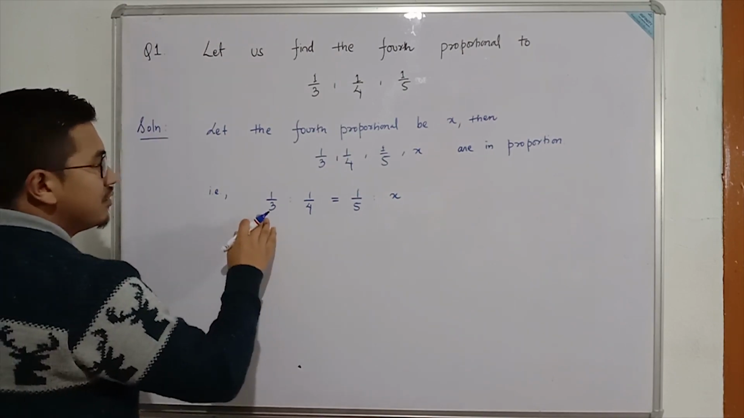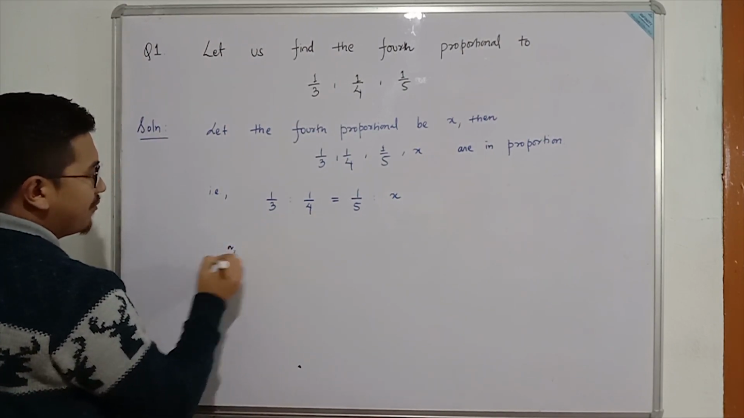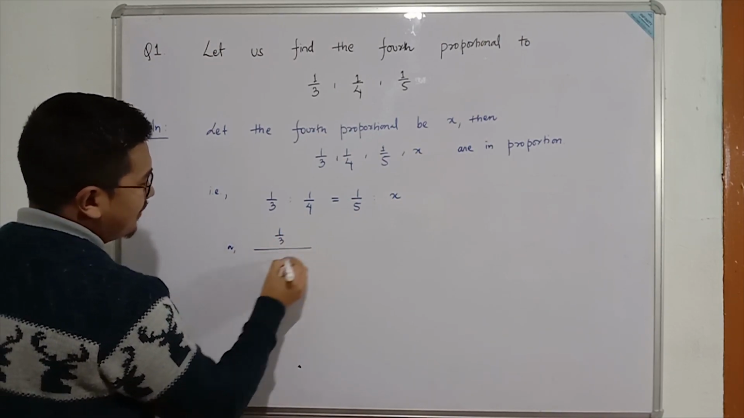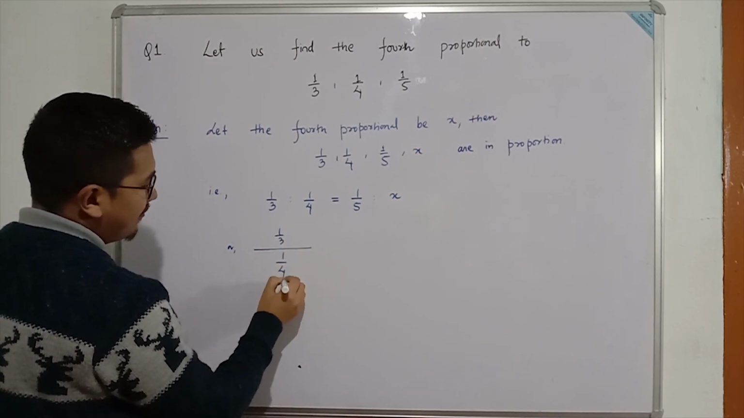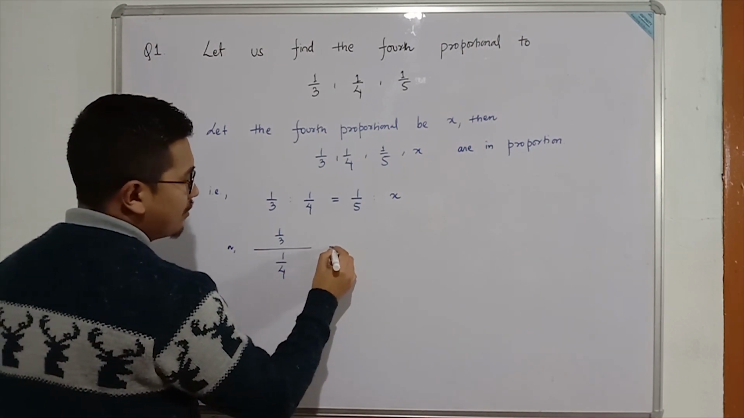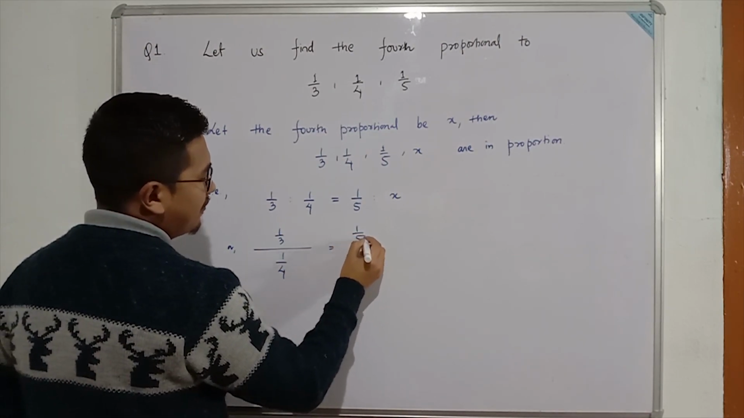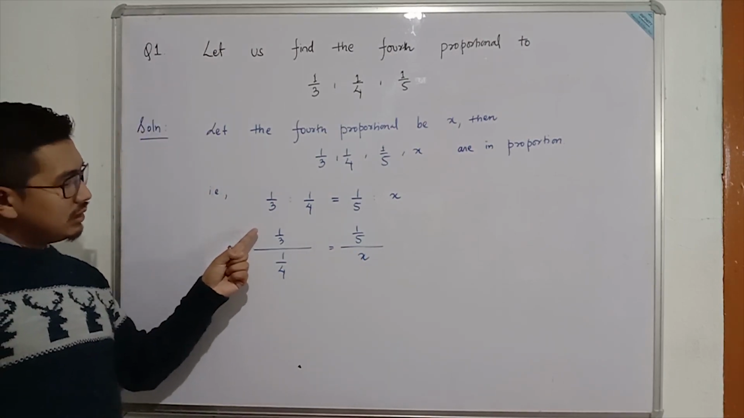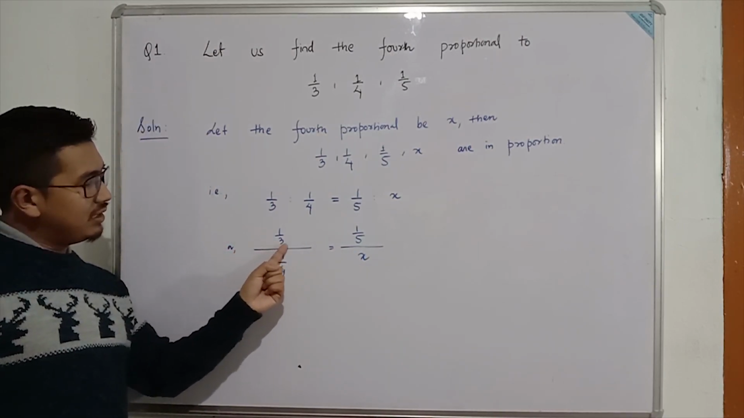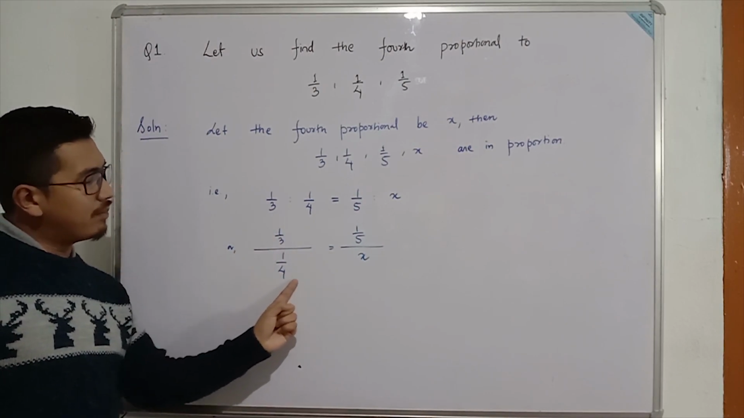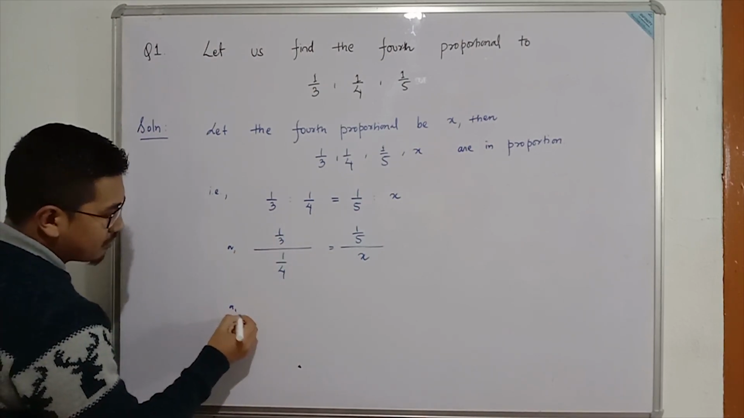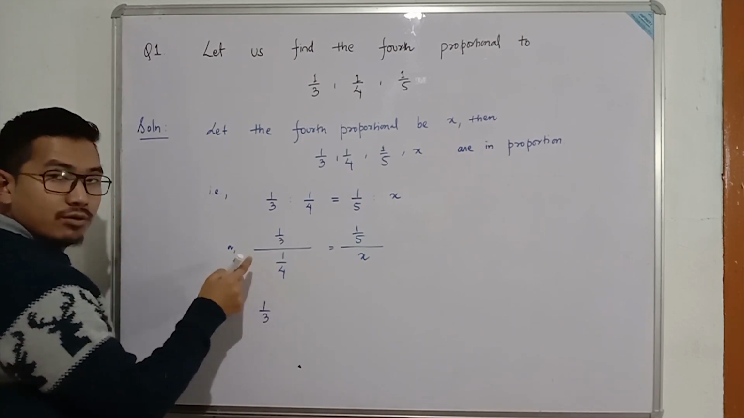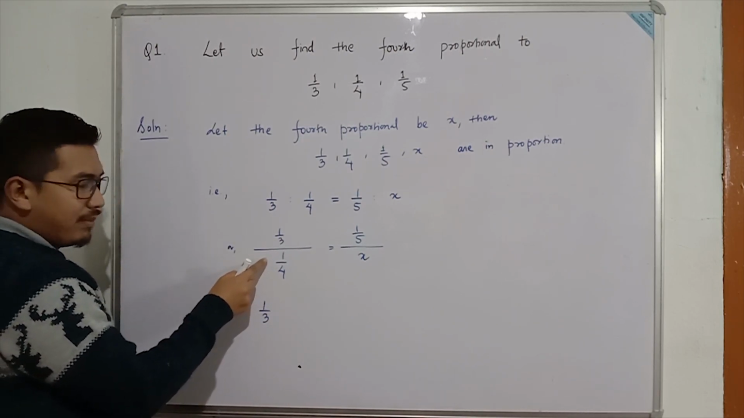So this is in ratio form. So we'll change this into fraction form. So this will be 1 by 3 whole divided by 1 by 4, equal to 1 by 5 divided by x. Now here we can see that 1 by 3 is being divided by 1 by 4.